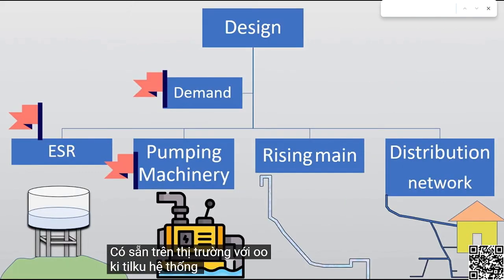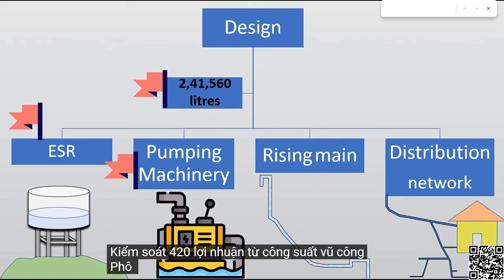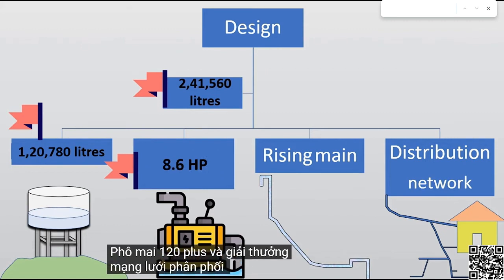Till now we have found out the demand, which is 2,41,560 liters, and from that we found out the ESR capacity, which is 1,20,780 liters, and we found out the pump capacity, which is 8.6 HP. The designing of the rising main and distribution network we will see in part 2.